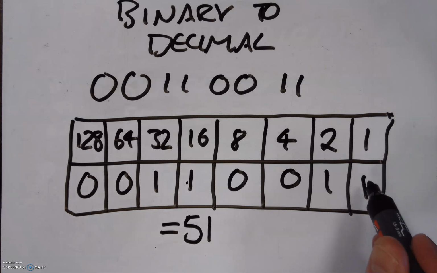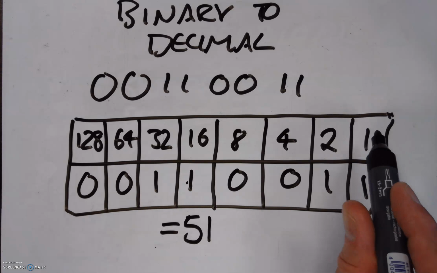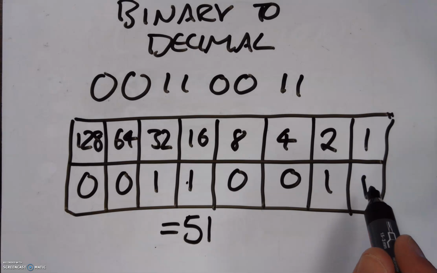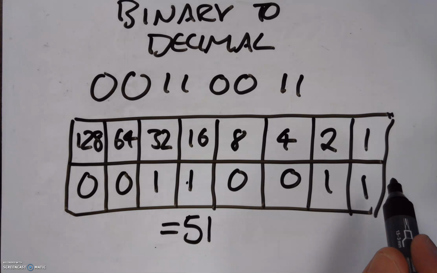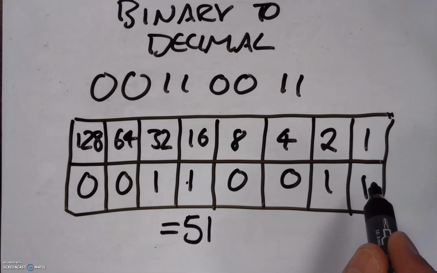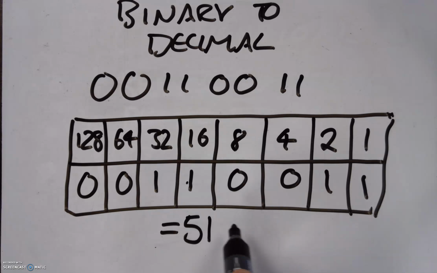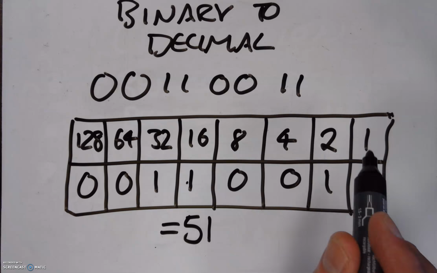Just a little tip for you there. If you can see here, there's a 1 by the 1 placeholder. A 1 has been placed there, and that means the number is going to be odd. So if I see a 1 there, it's going to be an odd number, so I can guess if I've got that right. If this is an odd number, yes it is. I think I've got that right.